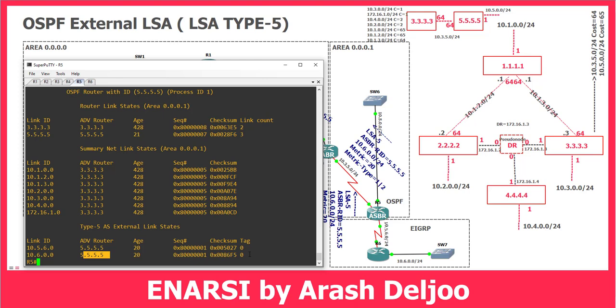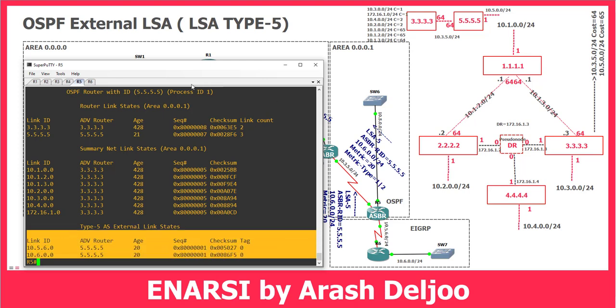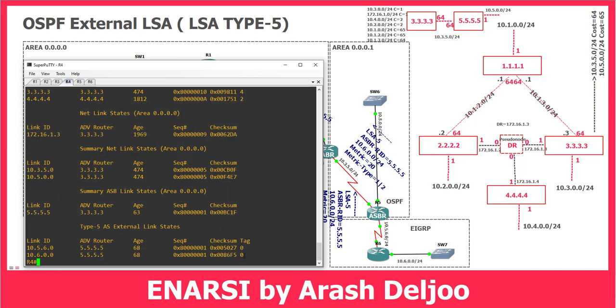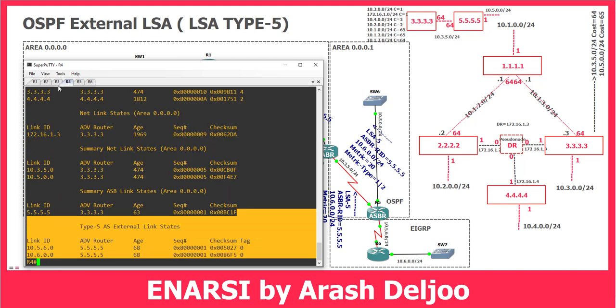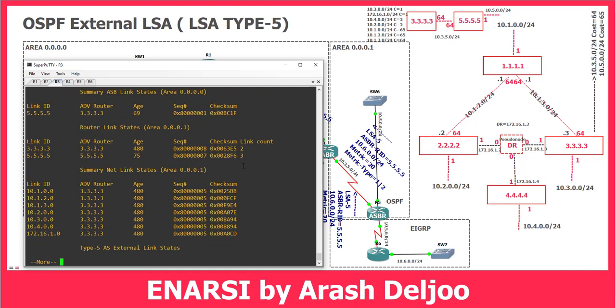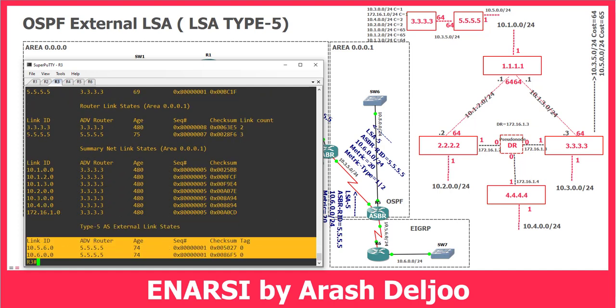We can see this LSA type 5 on all routers in the OSPF domain, in all areas, area 0, area 1 or some other areas. Let me show you. First, router 4, show IP OSPF database. Look at here, here also we have these 2 LSA type 5. After that, in router 3, show IP OSPF database. Look at here, we have these 2 LSA type 5.